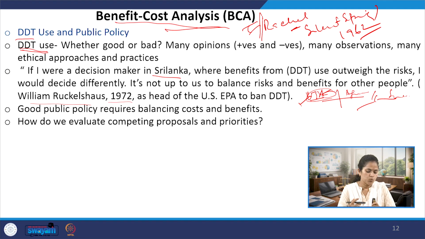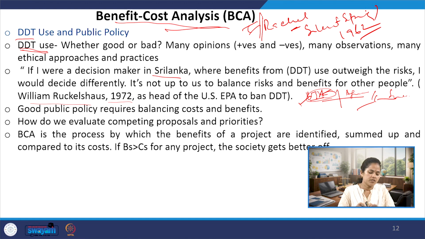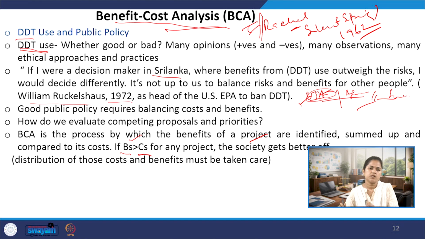So the question is, how do we evaluate the competing proposals and priorities, right? That is the reason we refer to benefit cost analysis, the process by which the benefits of a particular project or policy are identified, tallied, and compared to its cost. If we find that the benefits from a project or policy outweigh the cost, then society gets better off. And of course here we have to take into account the distribution of those costs and benefits, that means who is getting the benefits and who is bearing the cost. So this aspect must be taken care of.